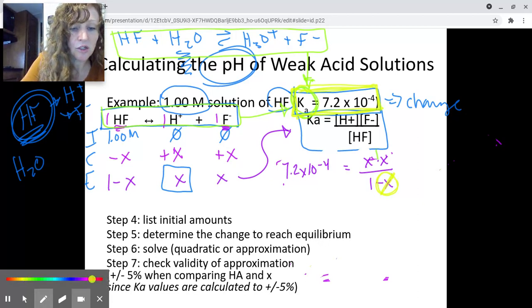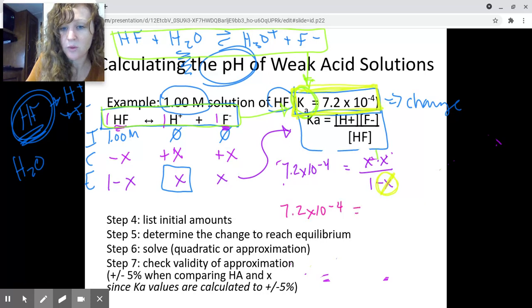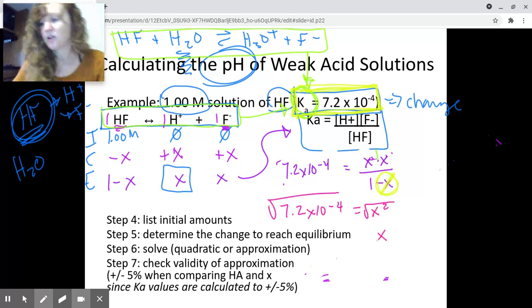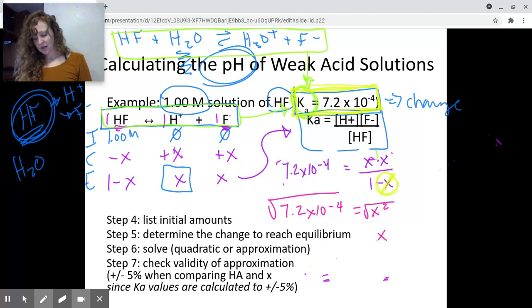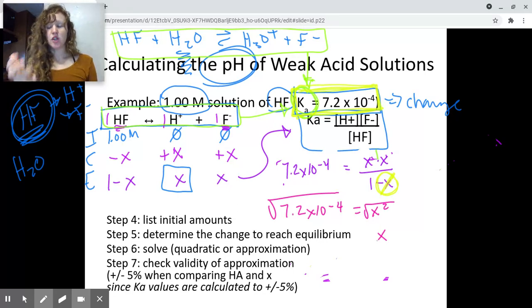Now what I can do is 7.2 times 10 to the negative fourth equals x squared. I can take the square root of both sides, and that's what I get for x. So let's do that on our calculators. Again, if you are watching this, it is best to actually type this into your calculator and see if you get the same answer. Half the battle on these problems is knowing your calculator well enough to get it to do what you want it to do. So don't just watch me do this. Do this yourself on your own calculator.